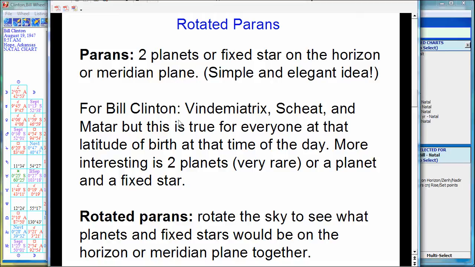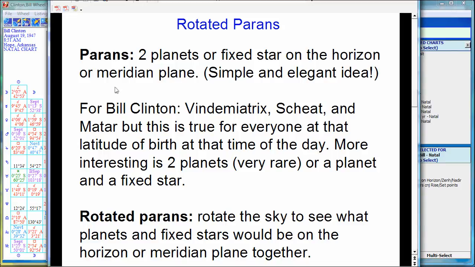But remember, in modern astrology, we're really fixated on the ecliptic plane and the zodiac. In a lot of the ancient astrology, they used the horizon plane a lot. They were really interested in the rising and setting of stars. A huge emphasis on the ascendant, also the meridian plane. Okay, rotated Parans.